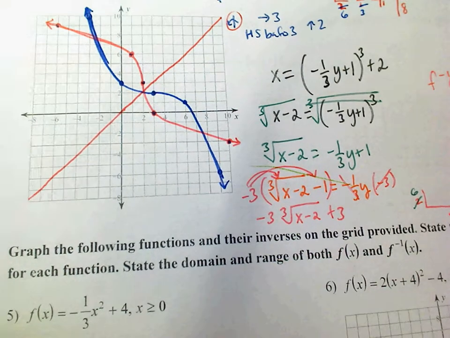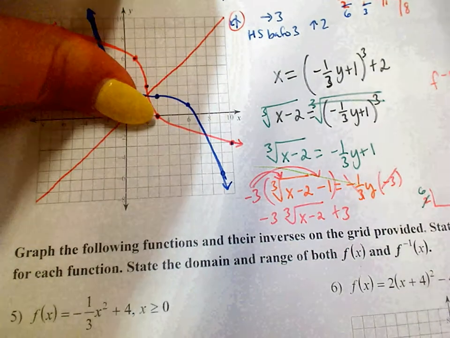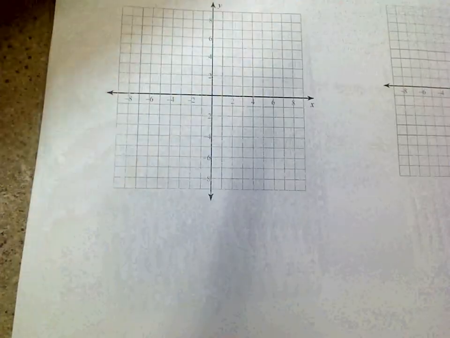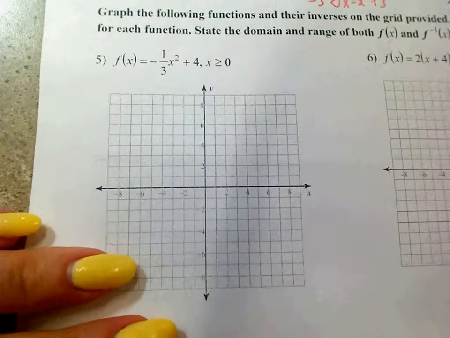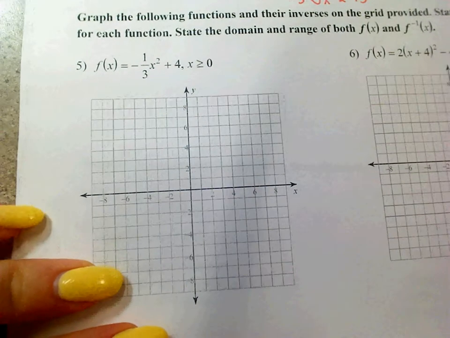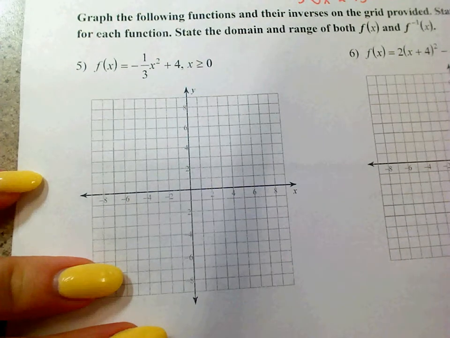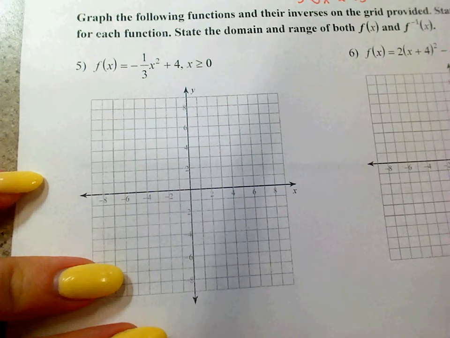Number 5 starts with the quadratics, and with quadratics you have issues. So that's why we have domain restrictions. Number 5 has, well, first off, directions. Graph the following functions and their inverses on the curve provided. State the transformations for each function. State the domain and range of each.